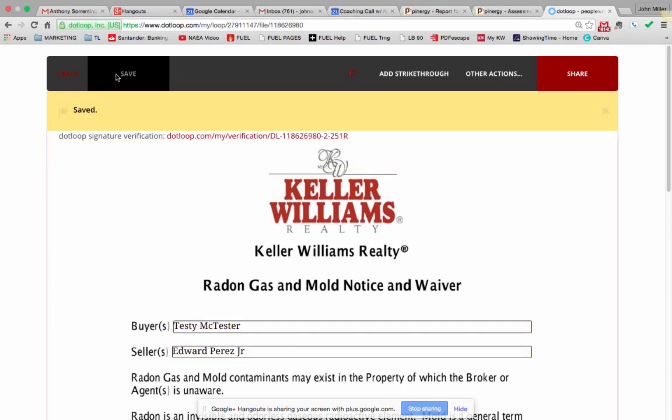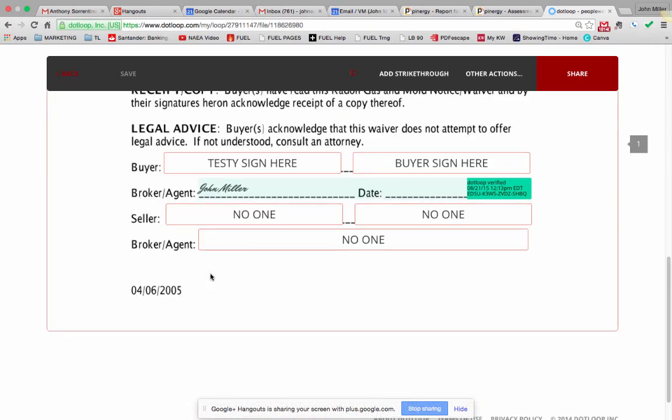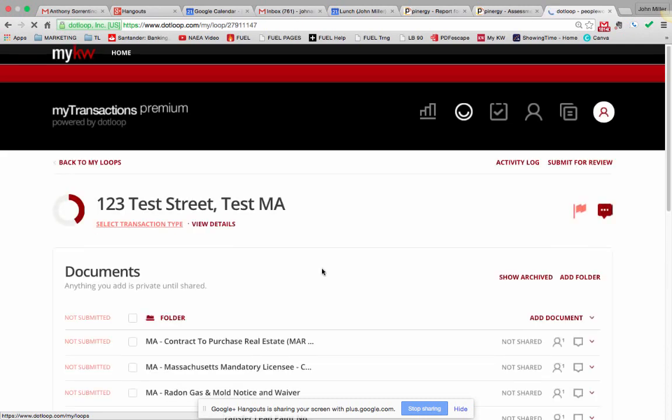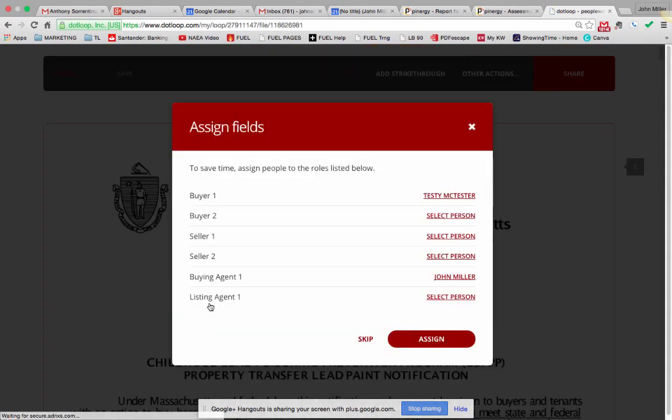They are signing that regardless if they're doing an inspection or not, correct? Correct. Gotcha. So that needs to be in the file. Makes sense. The last one here is pick out the buyer's name. You can do the listing agent, your name.